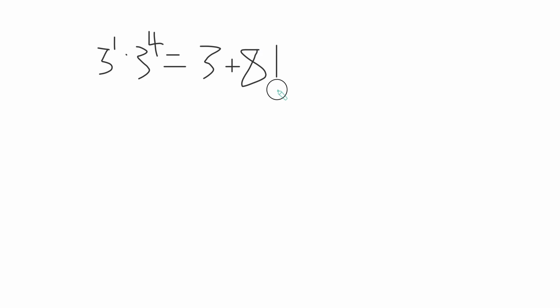So let's say you did 3 times 3 to the 4th. So 3 to the 1st, or just 3, times 3 to the 4th. That's going to be 3 plus, what's 3 to the 4th? 81. If you try to memorize those, right, 3 to the 1st is 3, 3 squared is 9, 3 cubed is 27, 3 to the 4th is 81. Very helpful. That shows up a lot. 3 to the 4th, 81. So it's 84.